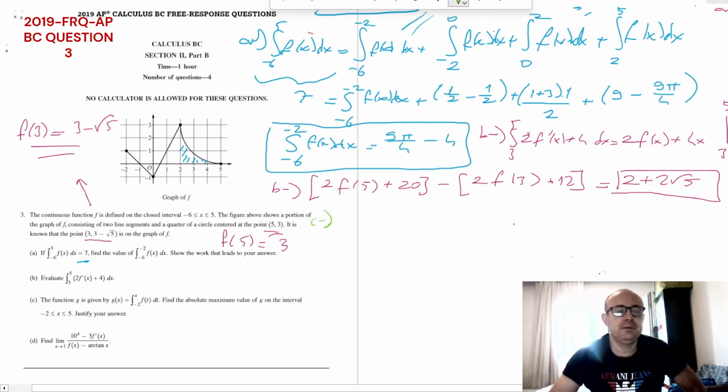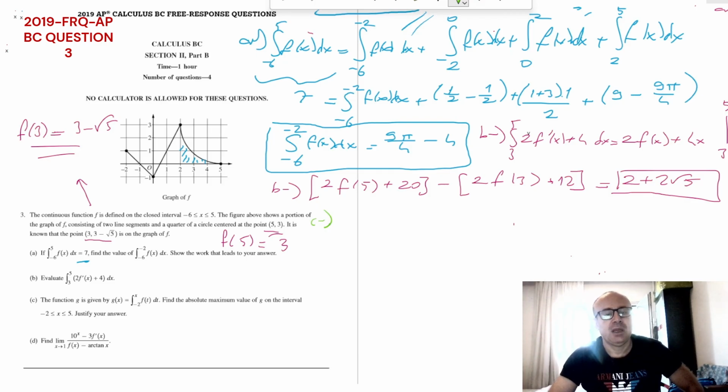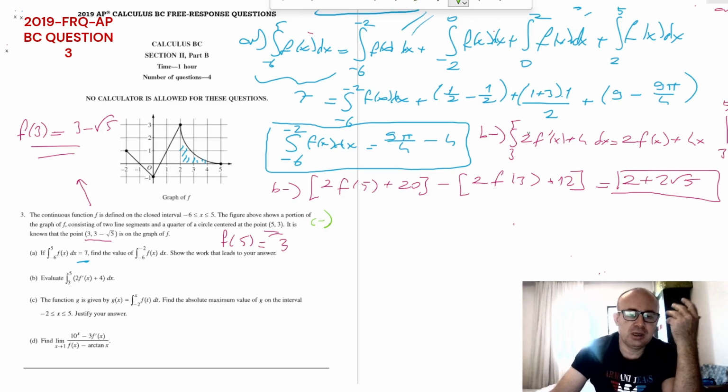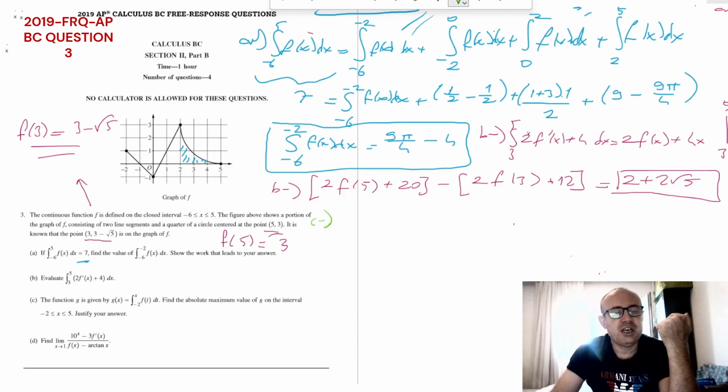Now part C. The function g is given by g of x equals the integral from negative 2 to x of f of t dt. Find the absolute max value of g on the interval negative 2 to 5. Justify your answer. Now, to find the absolute max value, of course, we have to deal with the derivative function. Also, we have to check the start point and the end point. We have to check the boundary points. Let's start.